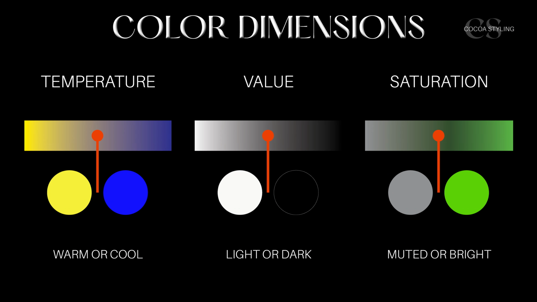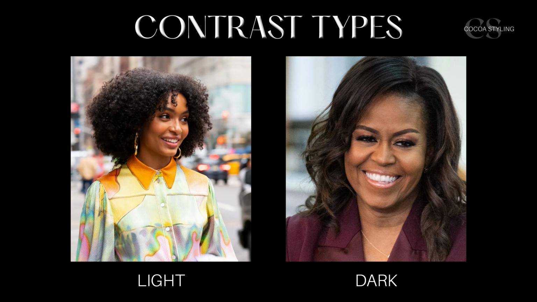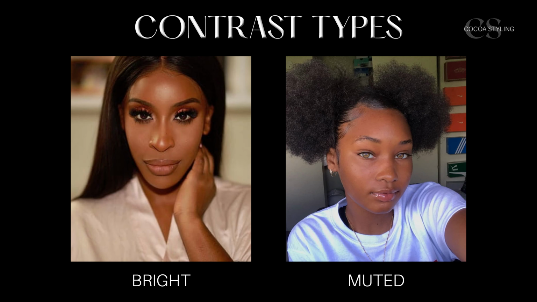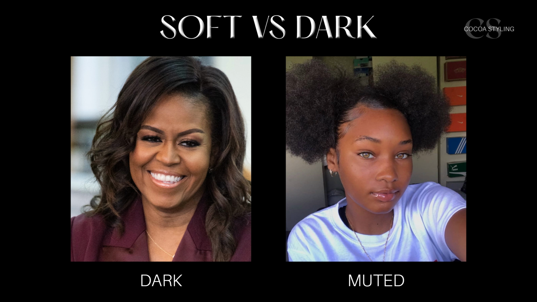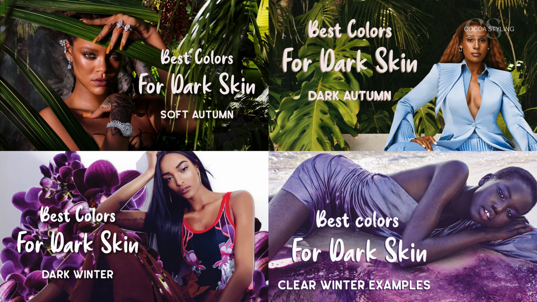All seasons have 3 color dimensions: temperature, value, and saturation. When we talked about contrast types, we had light and dark contrast, and muted and bright type of contrast. In order to figure out which one you are, you basically have to see which is your main type. In this case, is it softness, how muted you are, or is it value, how deep your features are? For this part, it is very important for you to understand color dimensions, so if you still need a bit more help understanding it, this is my playlist with all of my videos on color.